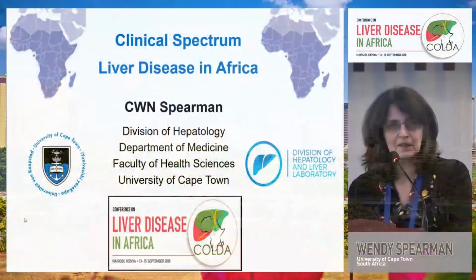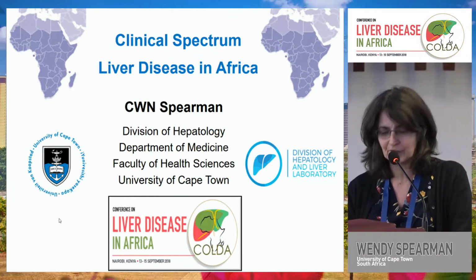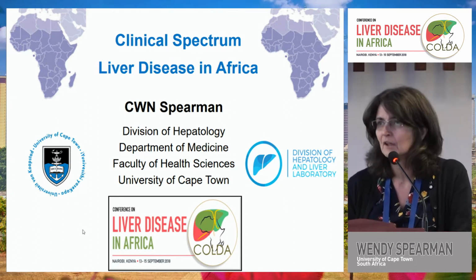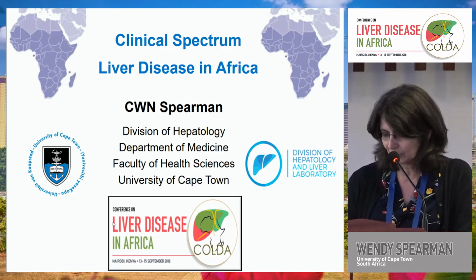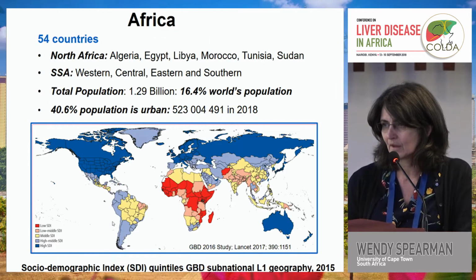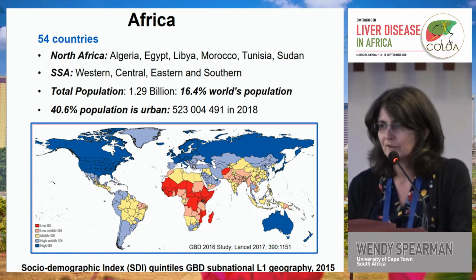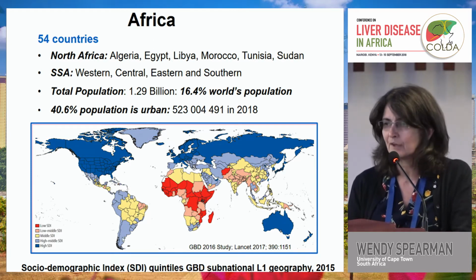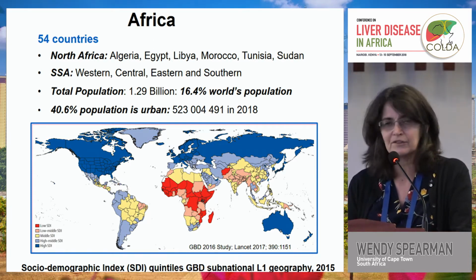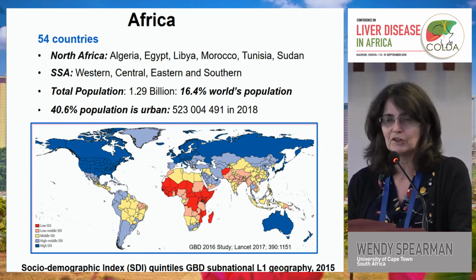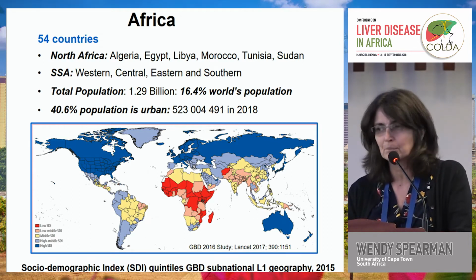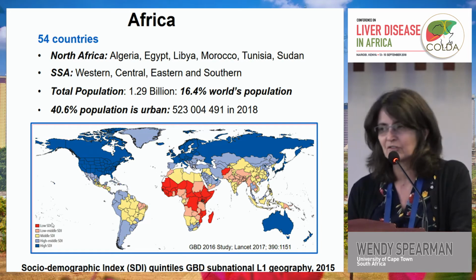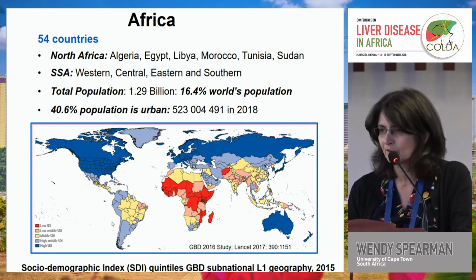I'm going to be talking about the clinical spectrum of liver disease in Africa, and hopefully this will set the scene for the talks that we're going to hear over the next 3 days. In Africa there are 54 countries, 6 in North Africa, and sub-Saharan Africa is divided into the western, eastern, southern and central regions. There's a total population of 1.3 billion, which accounts for 16% of the world's population, and 40% of the population is actually urban.